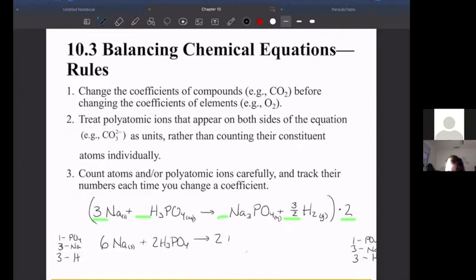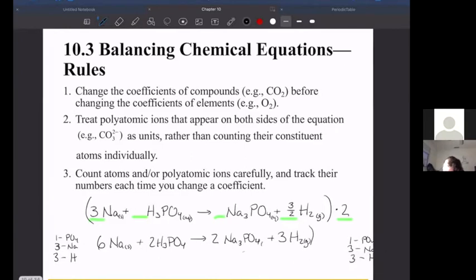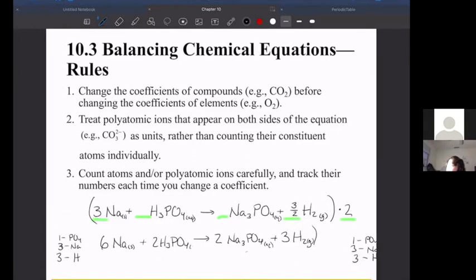And 2 sodium phosphates now gives me 3 hydrogen gases. Be good about my subscripts. AQ, AQ, solid. All right, so you see how every single one of these coefficients was multiplied by 2.